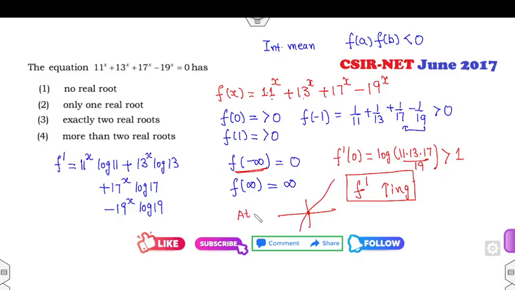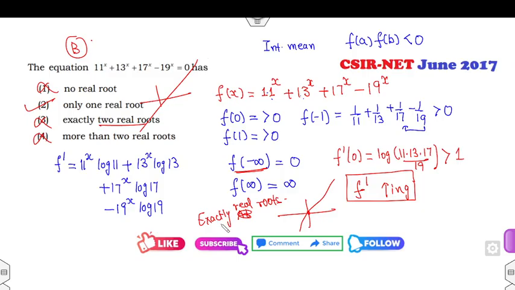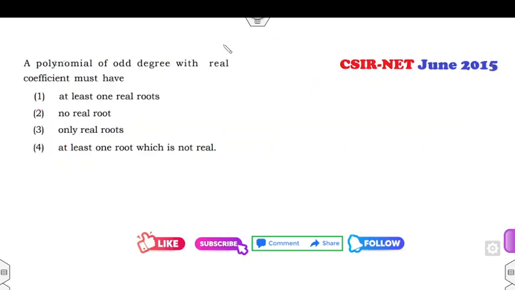So that means it has exactly one real root. Only one real root is the right answer to this problem, because the function is increasing. You can see the function is increasing in this manner. At infinity the value is infinity, and at minus infinity it is 0. So definitely it will cross the x-axis exactly one time.